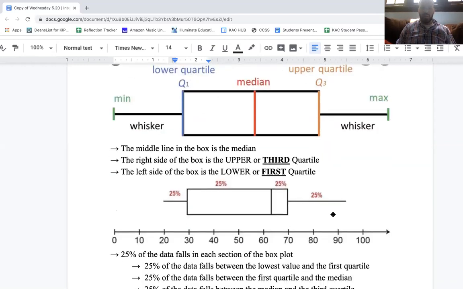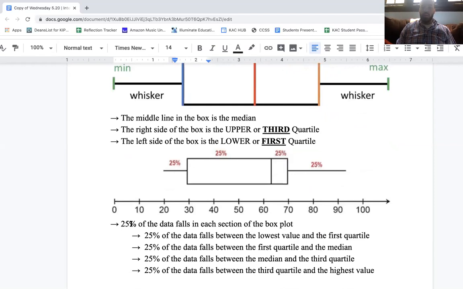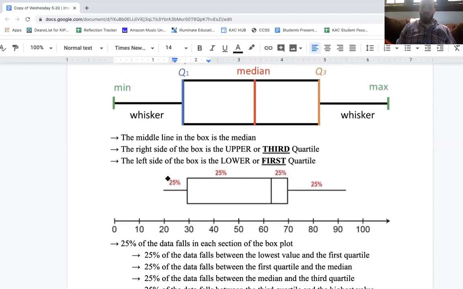The other thing that I mentioned earlier in the week is the breakdown of this. 25% of the data falls in each section. So between the minimum and the lower quartile is 25%. The reason we call it quartiles, quarter, 25, is that 1/4 of the data falls here. 25% falls between the lower quartile and the median, 25% between the median and the upper quartile, and 25% between the upper quartile and the maximum. Now, you are going to get questions on this today, so we want to be super careful with it. All we need to know is 25% here, 25% here, 25% here, 25% here.